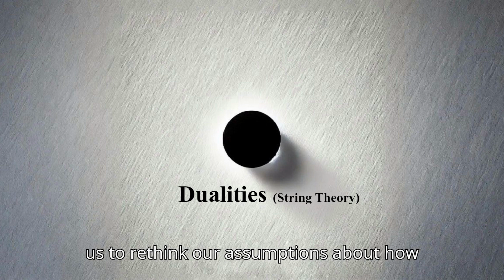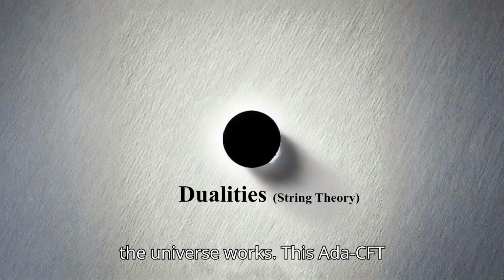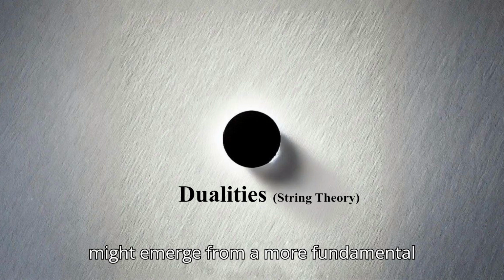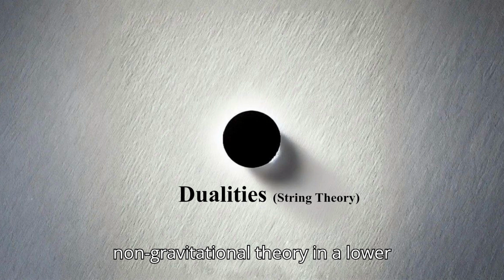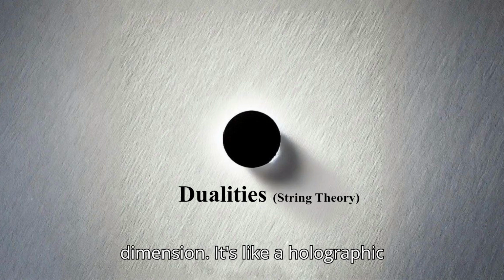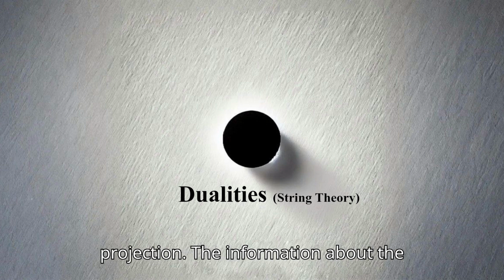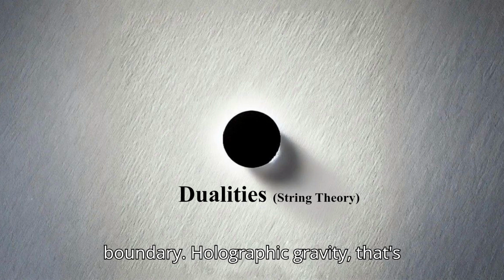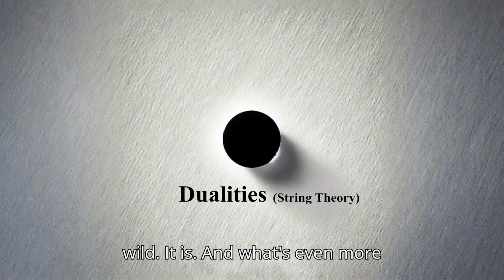They push us to rethink our assumptions about how the universe works. This AdS/CFT correspondence suggests that gravity might emerge from a more fundamental non-gravitational theory in a lower dimension. It's like a holographic projection. The information about the higher dimensional gravitational theory is encoded on the lower dimensional boundary. Holographic gravity, that's wild. It is.